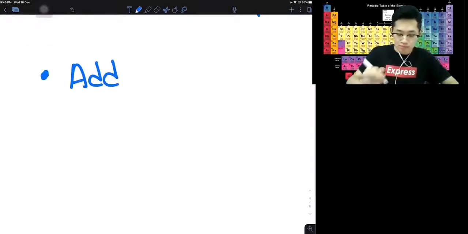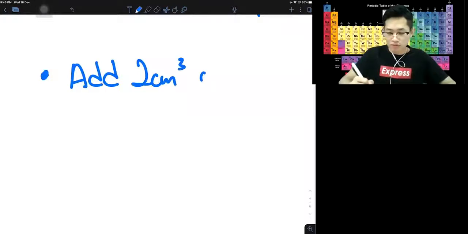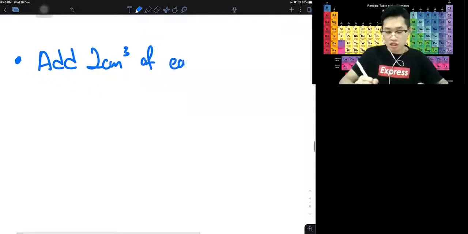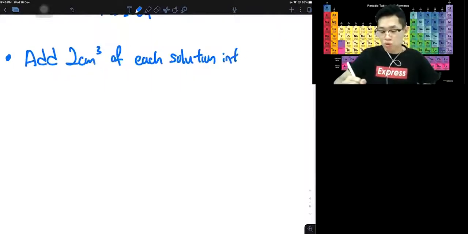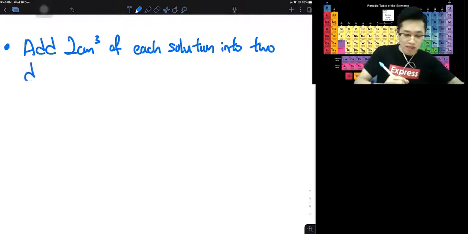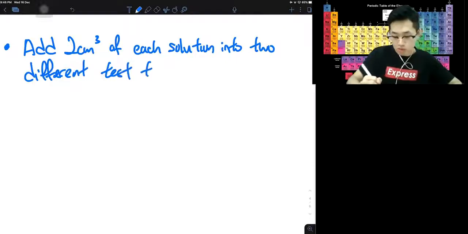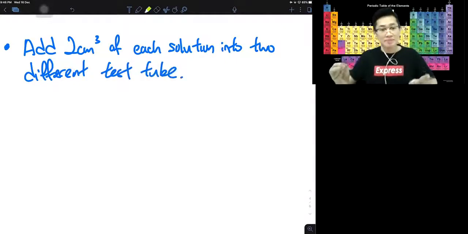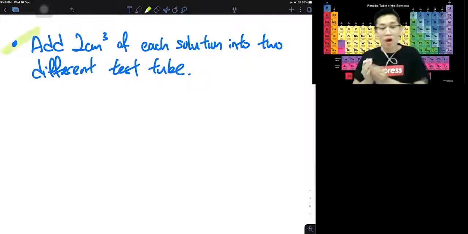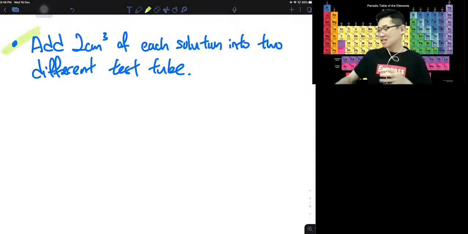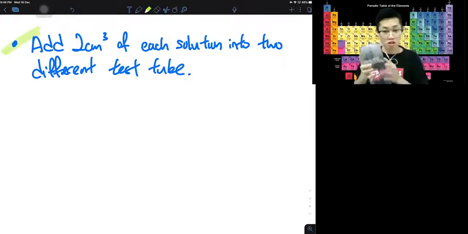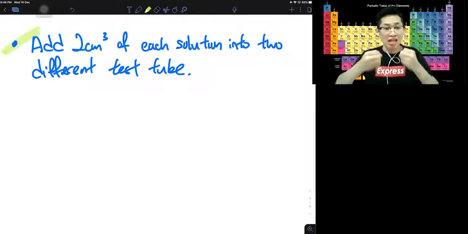So I will add 2 cm cube of each solution into 2 different test tubes. Usually the essay requires you to write something very specific like this. You cannot just add the substance into the solution. You have to pour it out into a test tube. So we add it into 2 test tubes.